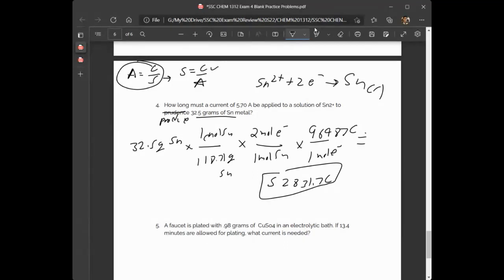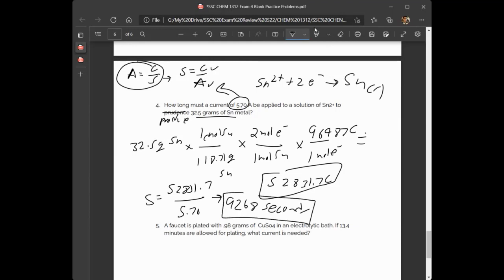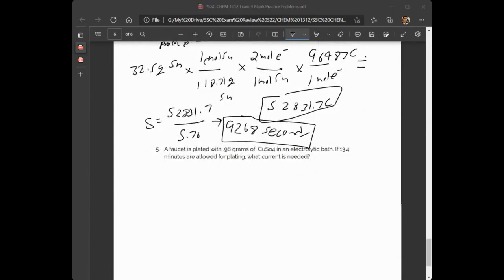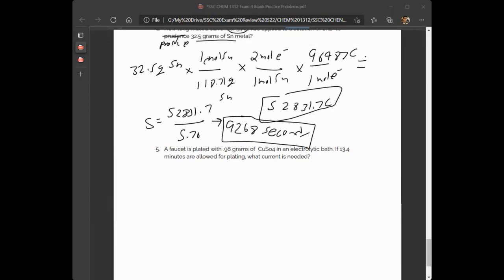Okay, so we have that part. We have the amps that we're given, right here. So to find the answer, all you have to do is plug in this number over this number. This yields 9268 seconds, which is your answer. So this is just one big glorified dimensional analysis problem. Does anyone have any questions for this one? If not, then we can go ahead and get started on the next one.